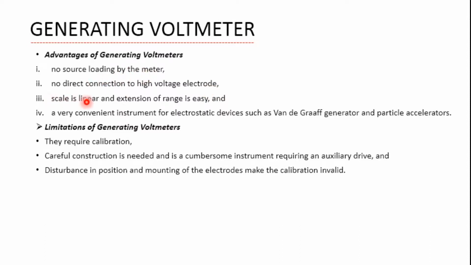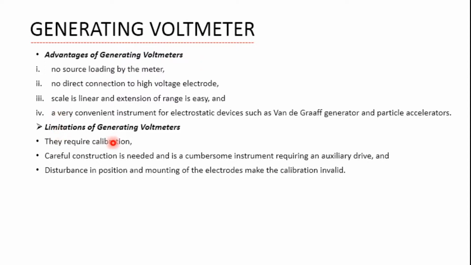Then the scale is linear and extension of range can easily be done, so we can extend it depending upon the voltage we are going to measure. And the next one, it is a very convenient instrument for electrostatic devices such as the Van de Graaff generator and particle accelerators. This is the application where we can use the generating voltmeter. So these are the advantages of the generating voltmeter.